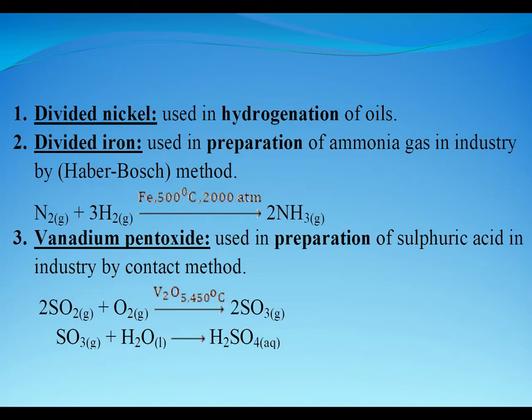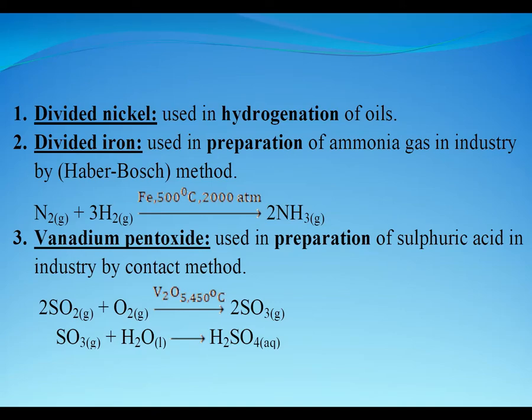After that, we have nickel, which is used in hydrogenation of oil to get hydrogenated oils. After that, iron, which is used in the preparation of ammonia gas in industry by the Haber-Bosch method. Nitrogen plus 3 hydrogens in the presence of iron, 500 degrees Celsius, and 200 atmospheric pressure, we get ammonia gas.